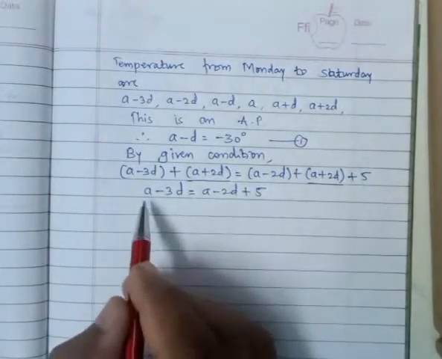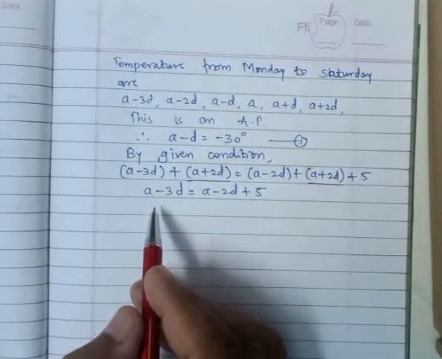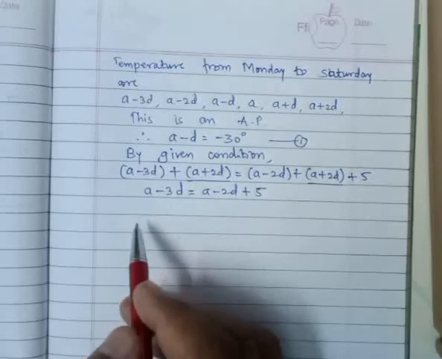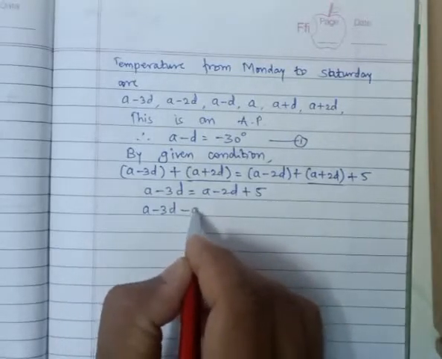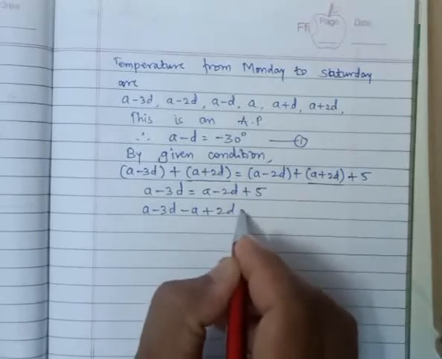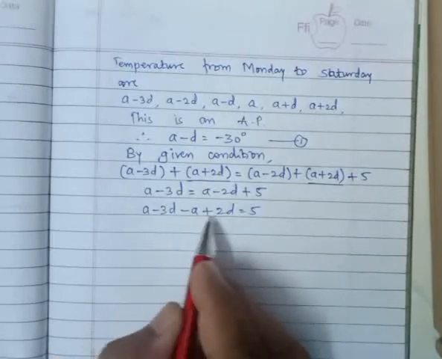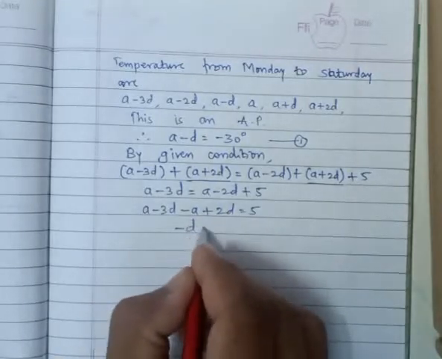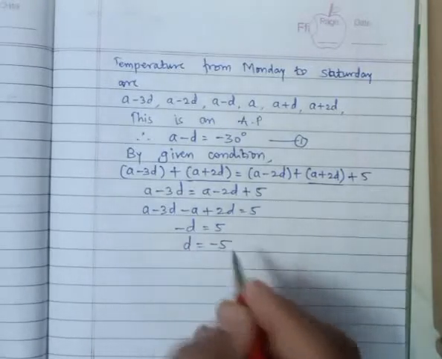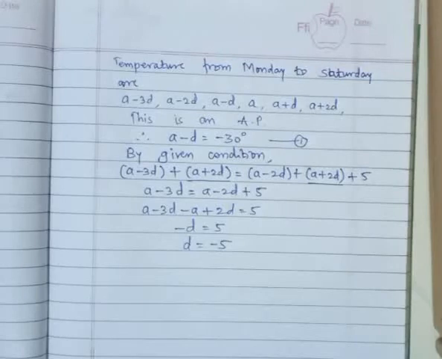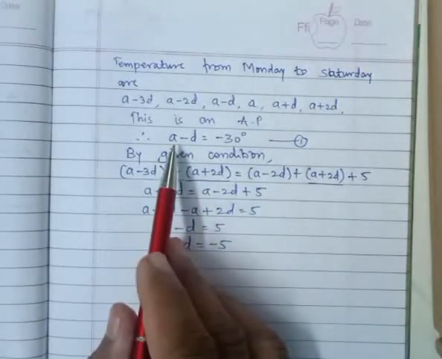Therefore, putting A minus 2D on the left hand side, A minus 3D minus A plus 2D is equal to 5. A minus A gets 0, minus 3D plus 2D is negative D, equal to 5. Therefore, D is equal to negative 5. Here we get the value of D. From this value we can find the value of A.